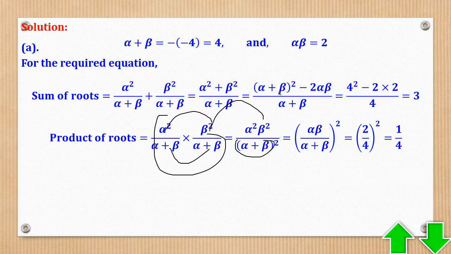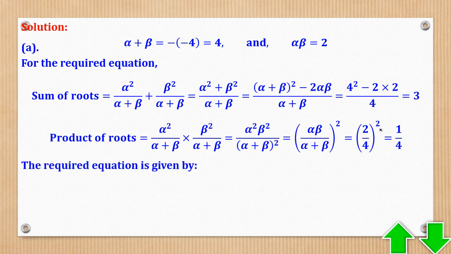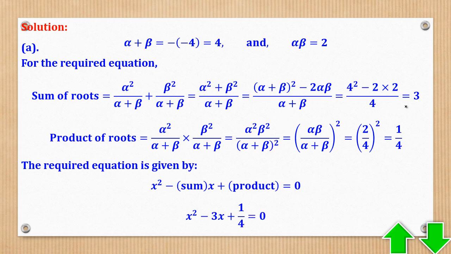The good thing here, we already know, this is the same as alpha beta, everything squared. And here it is alpha plus beta, everything squared. So what we have done, we have pulled out the square to put it outside the bracket. So product is 2, sum is 4, everything squared gives you a quarter. Then now you can write the required quadratic equation by substituting the sum and the product.